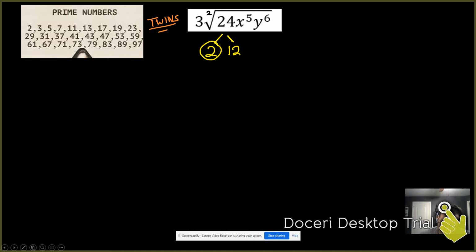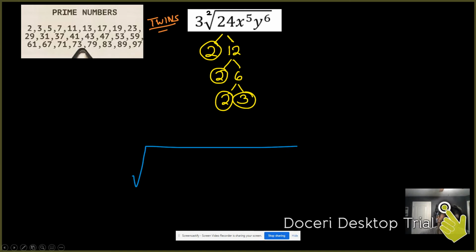Take care of the 12 now. 2 and 6. 2 is in the list. And then finally 6, 2, 3. Those guys are both in the list. Let's go ahead and draw our radical. Remember, we need twins to be able to escape this particular radical.